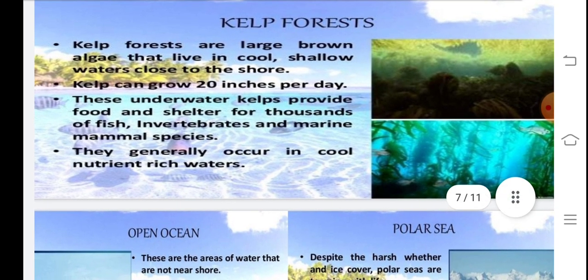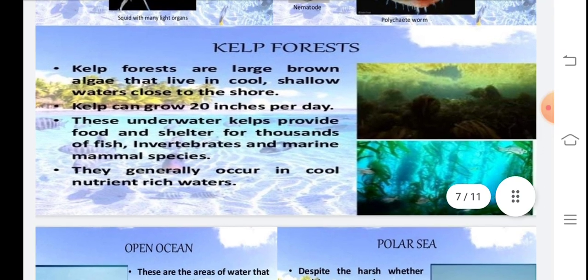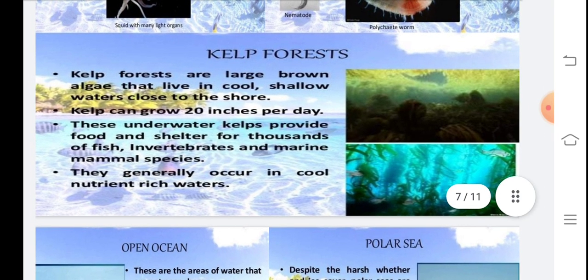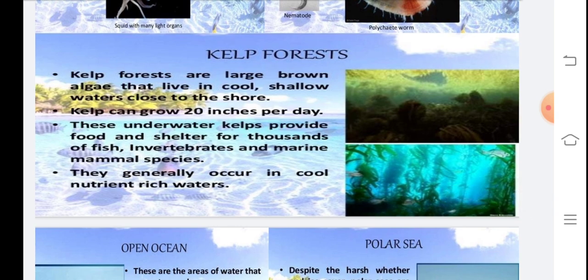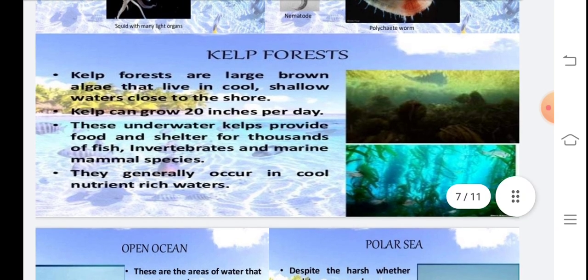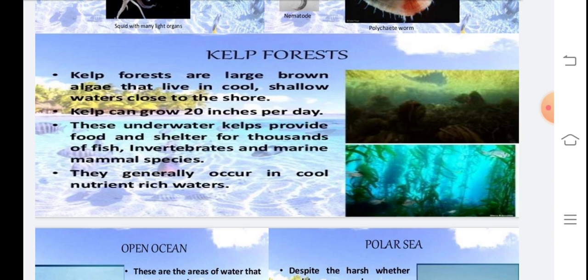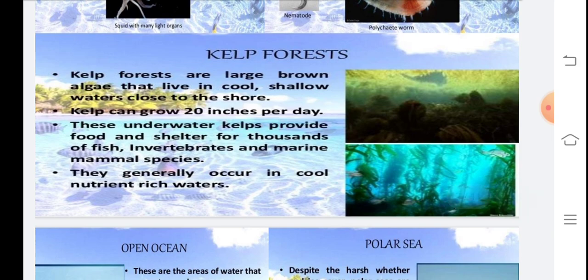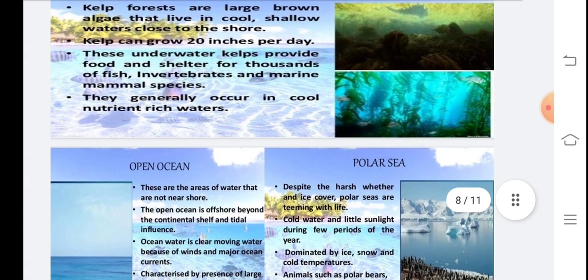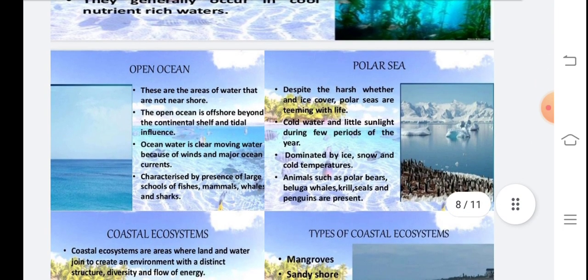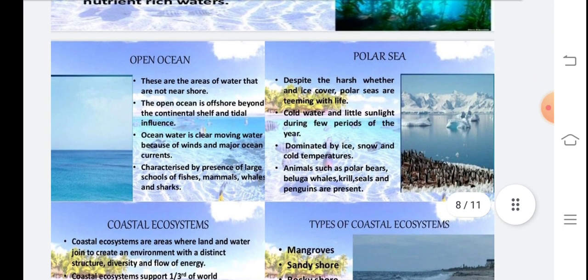I think about 40% of the food material in Japan is based on this brown algae. They have developed different soups and other dishes, and it is very interesting. After processing, they make different foods, even fast food, right? So you see the photograph of kelp in the open sea, generally in areas that are not near the shore.